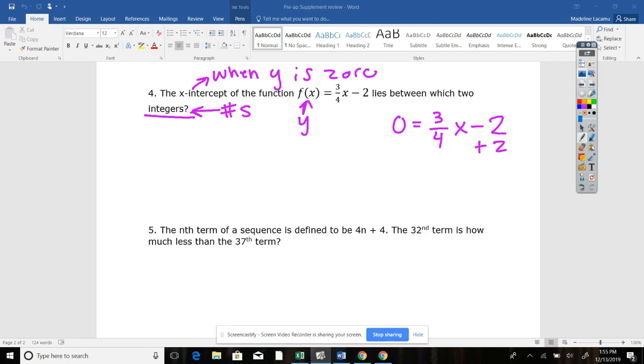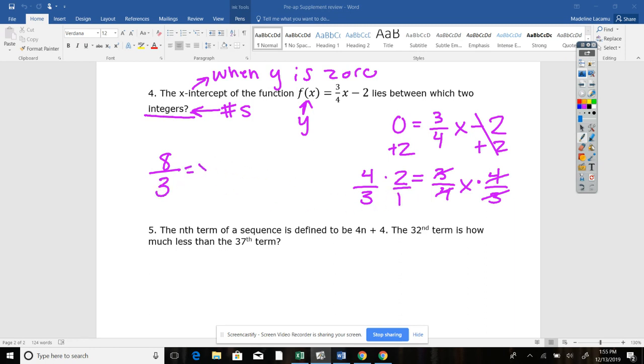So I'm going to add 2 to both sides. So 2 equals 3/4 x. Now to get rid of 3/4, you multiply by the reciprocal, so we'd multiply by 4/3. So that would cancel out, and that would cancel out. Multiply by 4/3 on that side as well. So 4 times 2 is 8 over 3, since that's a 1 there, equals x.